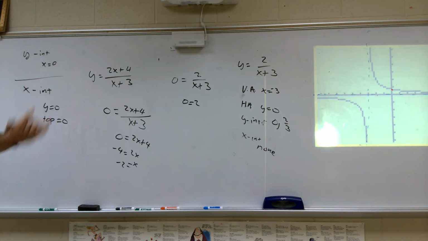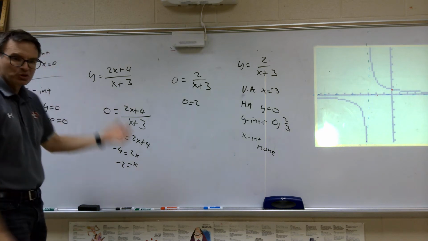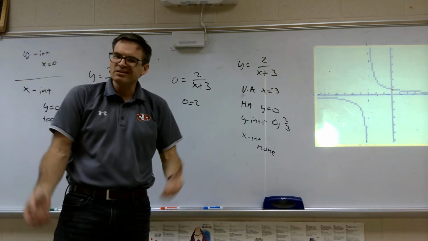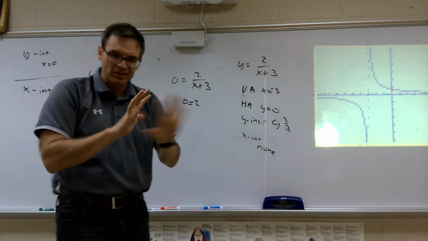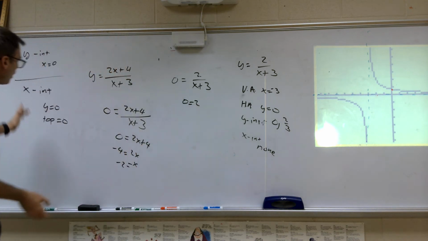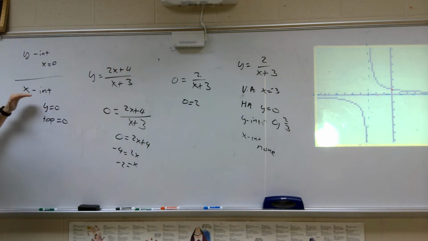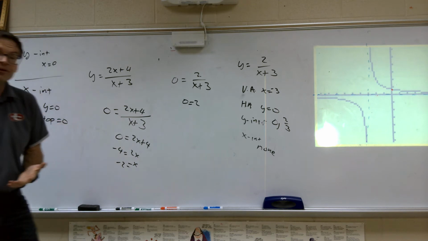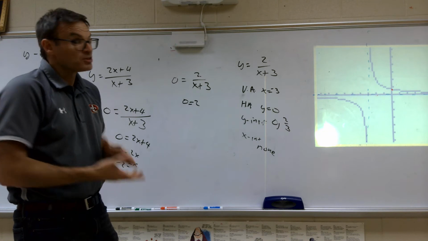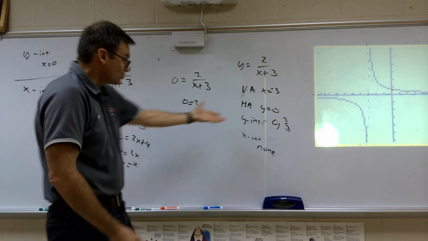So, there we go. How do you find the y-intercept? Set x equal to 0, and no matter how ugly it is, when all those x's go away, it ends up being pretty easy. How do you find the x-intercept? Set y equal to 0, or just set the top equal to 0, and that'll give you your x-intercept. Sometimes you don't have one, which is what happens here.